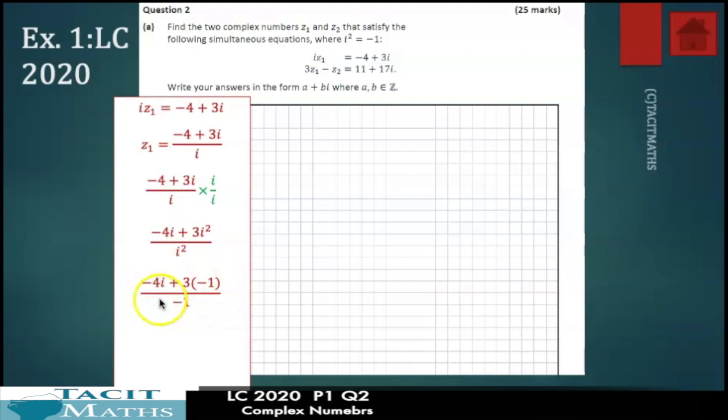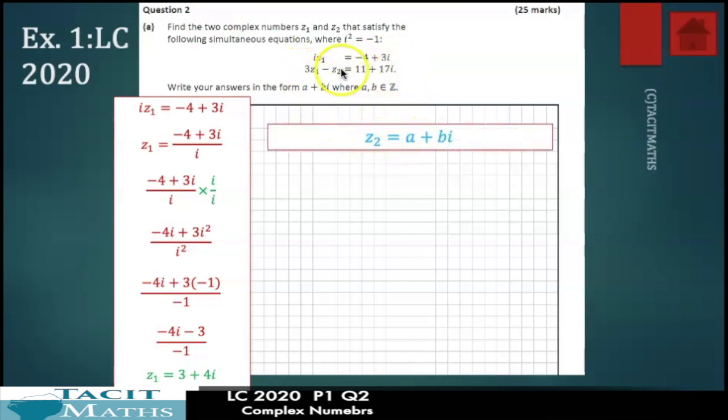Just be careful with your signs here. So that stays the same. That goes to minus 3. And to get rid of the minus 1 underneath the line, you just change everything to a positive. So plus 3 plus 4i, and just put the real one first, complex one second. So now we have a value for Z1, and like all simultaneous equations, you then take the value that you know from the first equation and substitute it into the second equation.